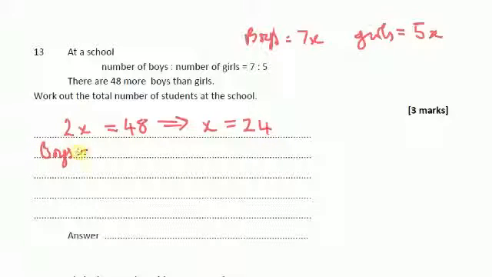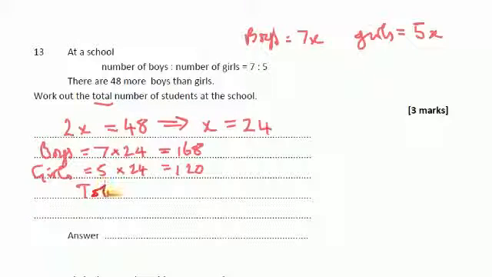So boys now I can work out straight away. Boys is 7x, so it's 7 times 24, which comes to 168. And girls is equal to 5x, so 5 times 24, which equals 120. But they're asking us for the total number of students. So for the total, just add the boys and girls together, and you get 288.